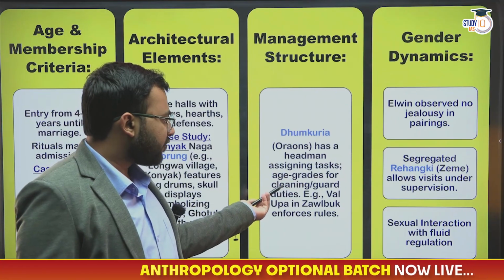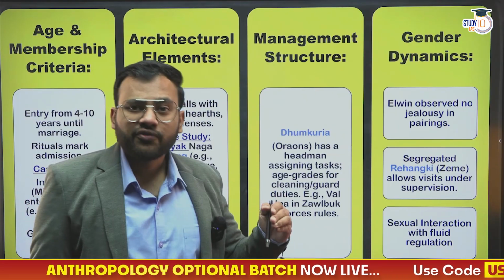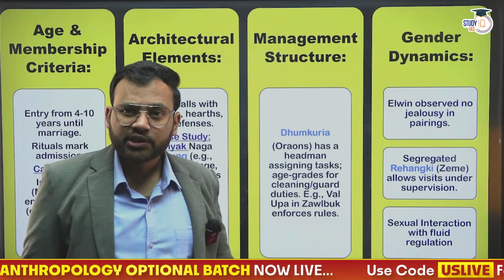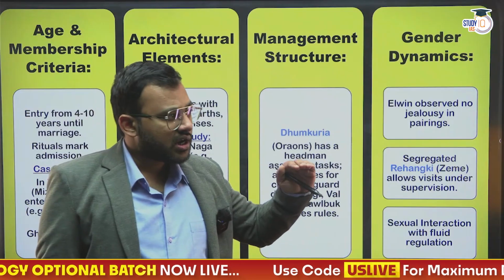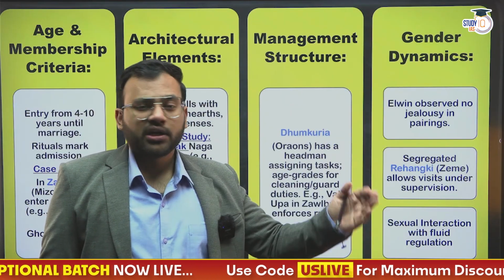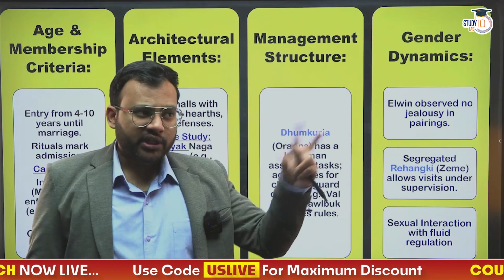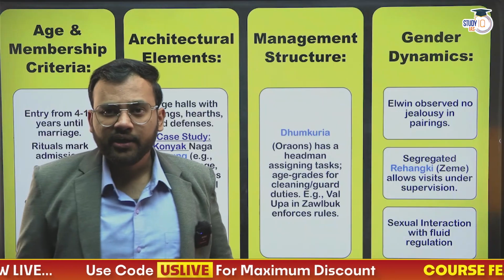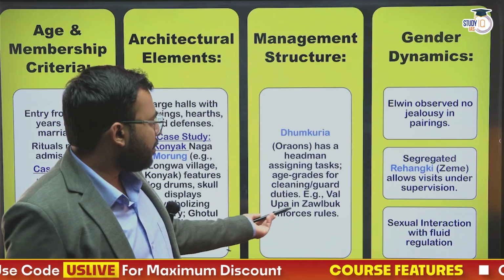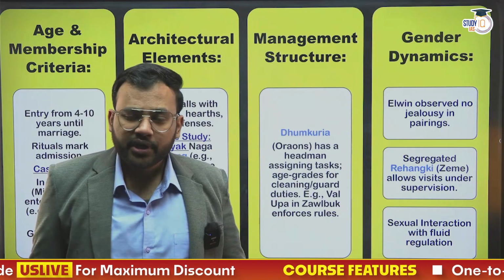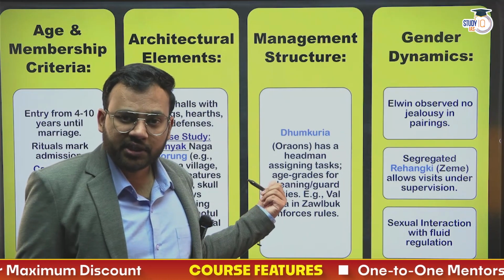task. A lot of tribes have this age grade system, where the cleaning task, the task of guarding the dormitories or the units within dormitories is assigned to various members of different ages. Members who belong to a particular age grade or age group are assigned one type of task depending upon their age group. The others will be assigned a completely different role. Now, for example, the Val Upa among the Jol books is a member who enforces the rules. Jol book is a youth dormitory among the Mizos.